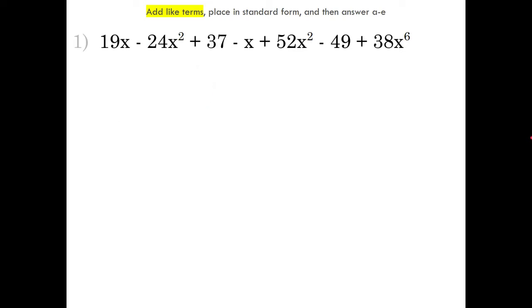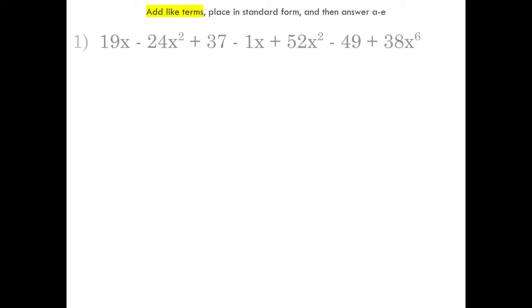So we're going to look through all the terms we have right now. We have 19x, we have a negative 24x squared, we have a positive 37, we have a negative 1x. If there's no number in front, again, that means there's a number 1. Every term has a number in front of it. So if there's no number in front, it's a negative 1. Positive 52x squared, a negative 49, and a positive 38x to the 6. So again, like we saw before, we're going to add the terms that are alike. That means the terms that have the same variable with the same exponent.